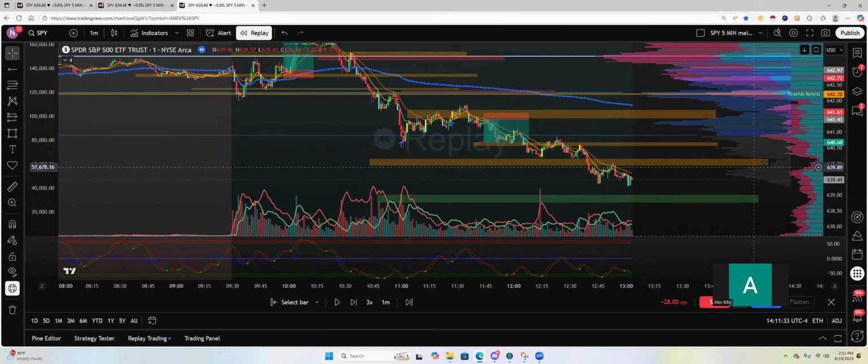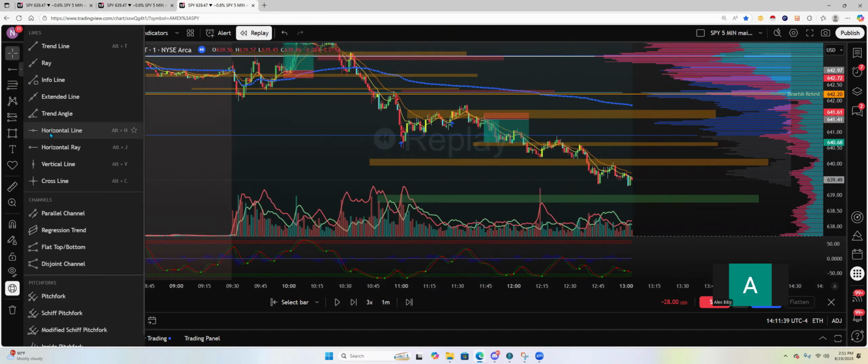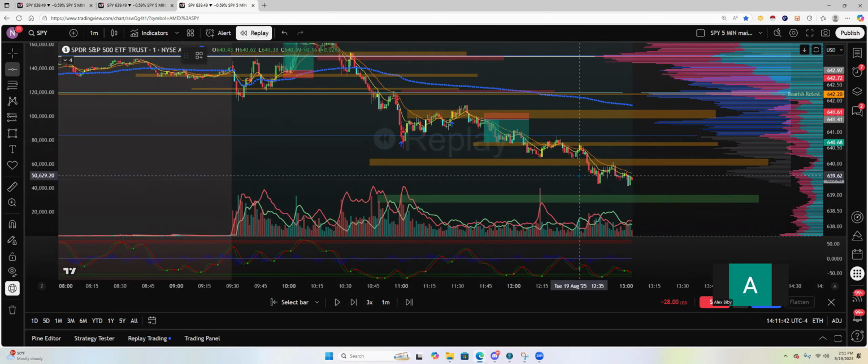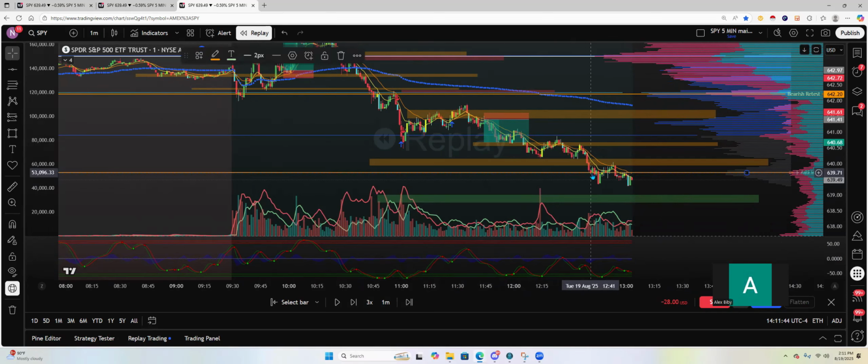Price rejects that low volume node, comes down, and tries to attempt again. You can consider each one of these to have its own peak. So this would be like the average for this peak. This is like the average for this peak.